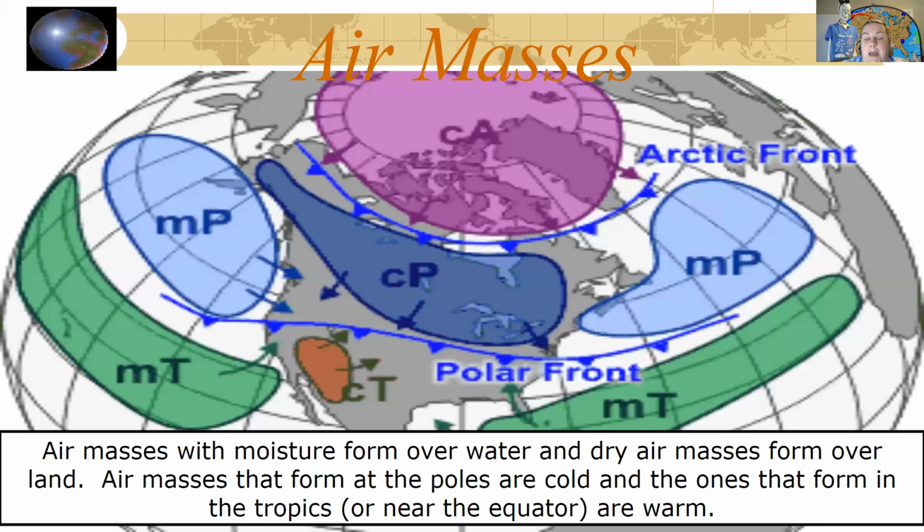You have maritime, which means over water, and then you have continental, which means over land. So the blue and green are maritime air masses, and the darker blue and orange and purple are the continental air masses. So they can form over water or over land. And air masses that form over the poles, the North and the South Pole, are cold. And the ones that form over the tropics or near the equator are your warm air masses.